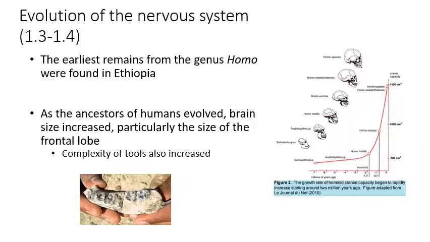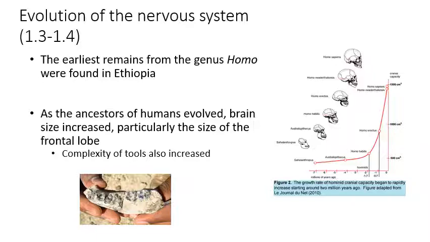The earliest remains from our genus, the human genus Homo, were found in Ethiopia. And here's a picture of some of the earliest human remains. This is a jawbone at the bottom here. As the ancestors of humans evolved, brain size increased, particularly the size of the frontal lobe. The frontal lobe is literally the lobe in the front part of your brain, and it's associated with the most complex functions, executive functions we call them.